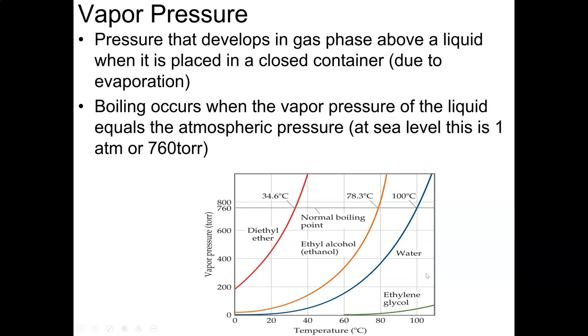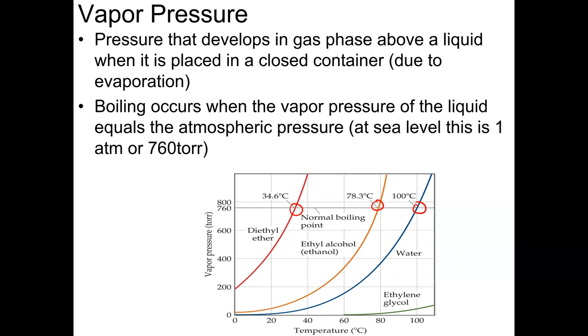Vapor pressure is the pressure that develops in the gas phase above a liquid when it's placed in a closed container due to evaporation or boiling, whatever you like. Boiling occurs when the vapor pressure of the liquid equals atmospheric pressure. So here is the boiling point of different substances. You can see for diethyl ether, it's about 30 degrees Celsius. For alcohol, it's about 78.